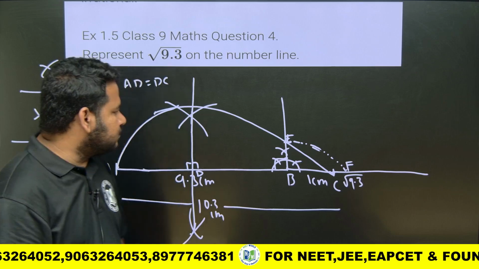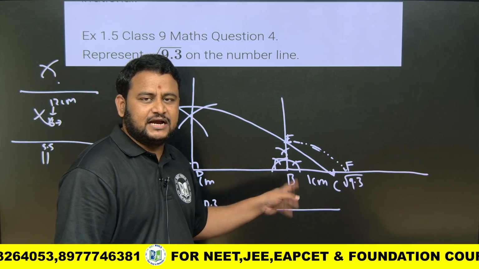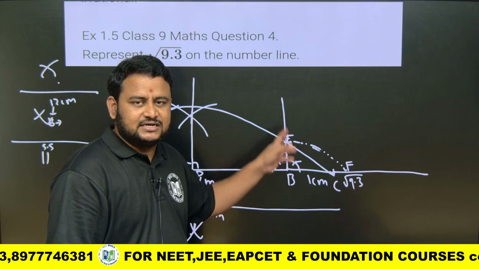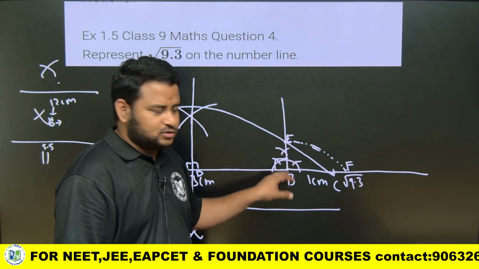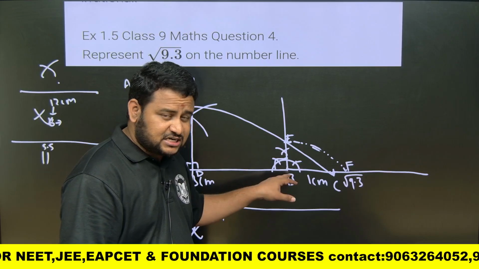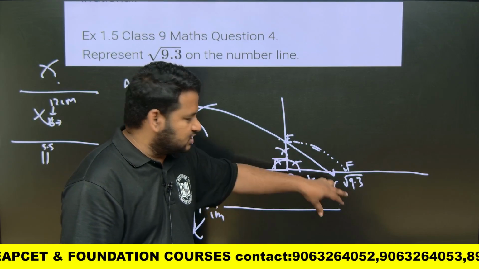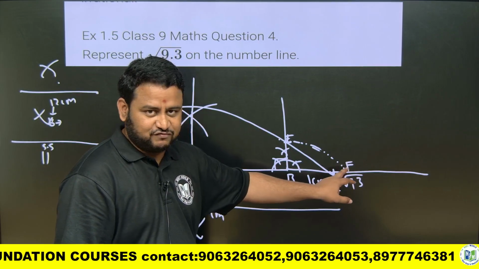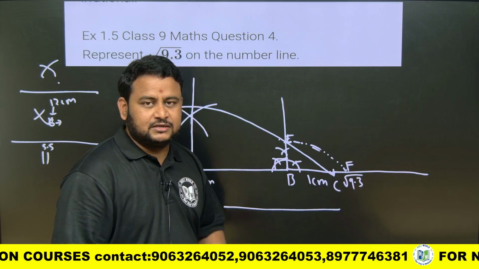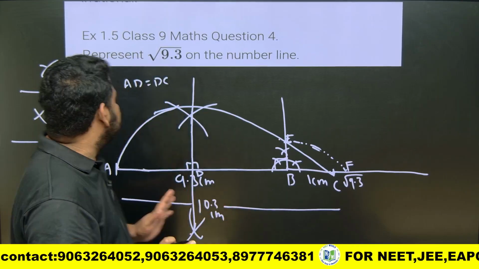Clear, got it? Now, step number 5 is, I will construct 90 degrees at B and draw a line at 90 degrees. This will meet the semicircle at point E. Then I will keep the compass at B, take the length of BE and extend this like this. Then I will get this point F on the number line, that is nothing but root 9.3. That is step number 6. I hope it is clear.